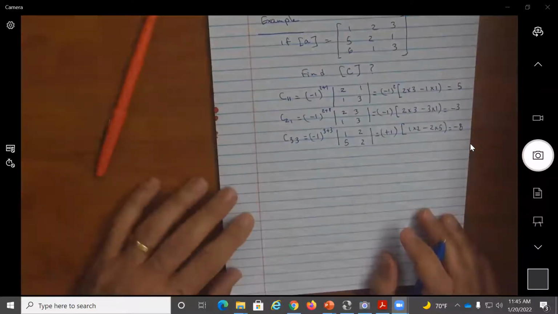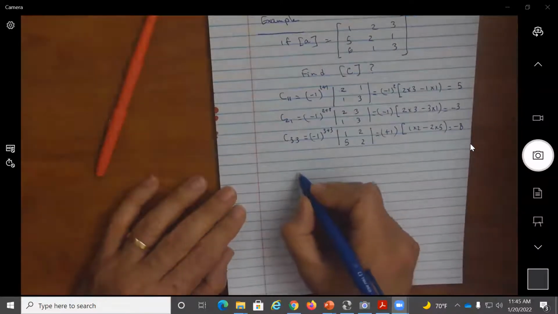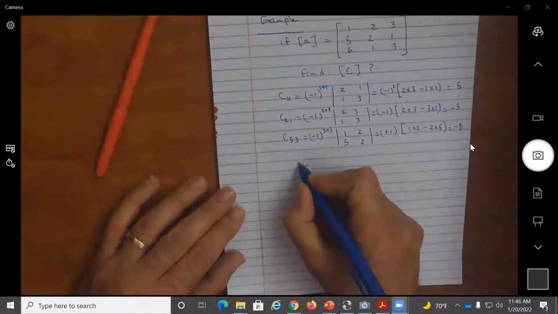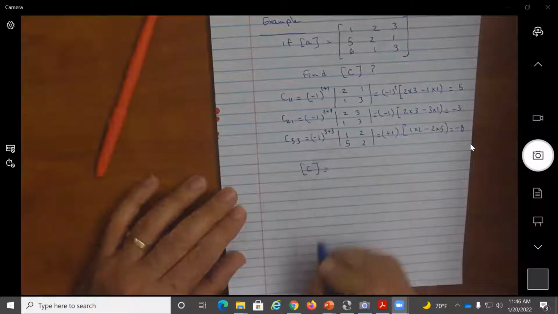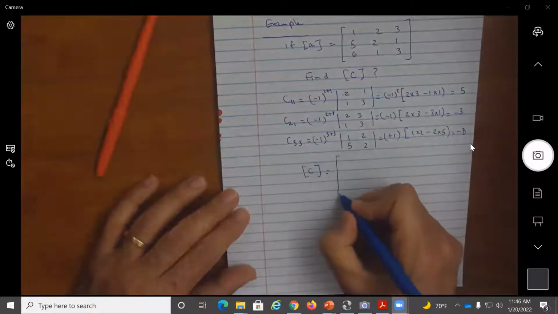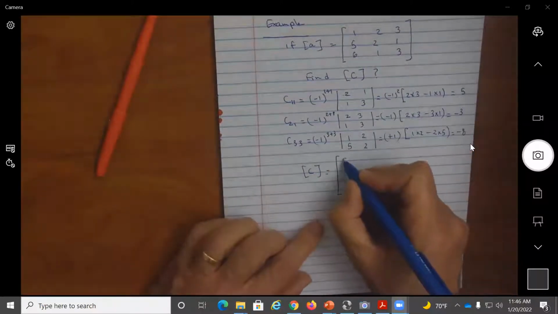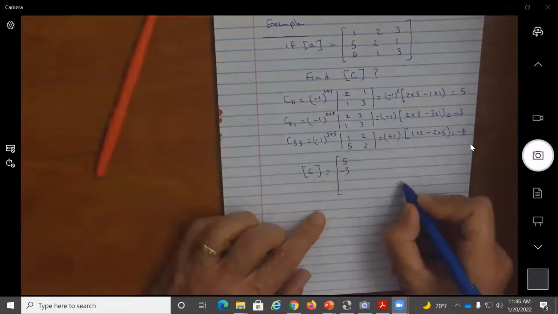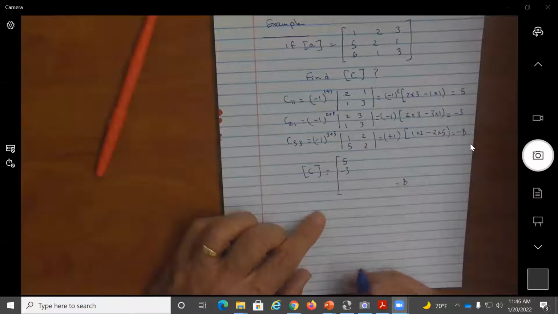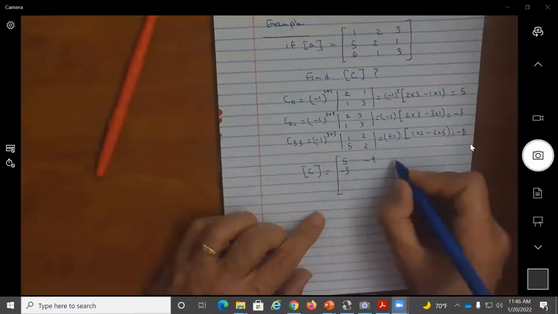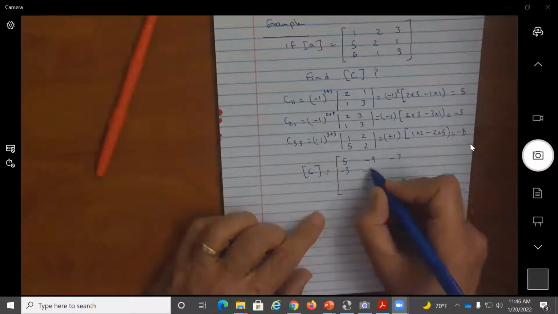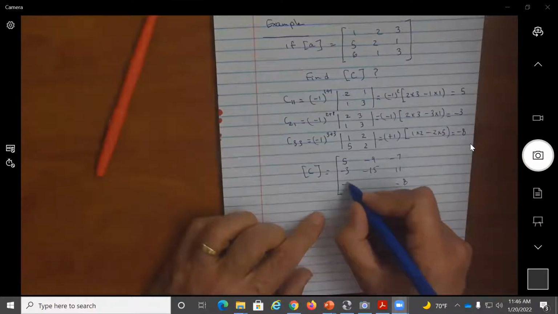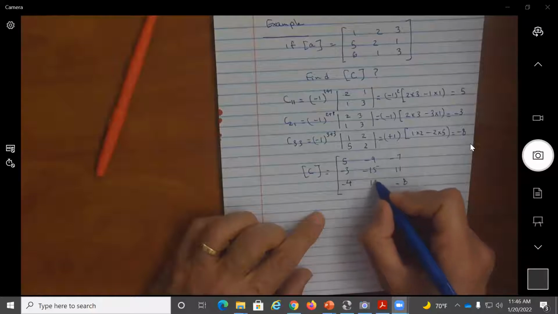And so on. When I continue, I can assemble a cofactor matrix C, and this will look like this. The ones we've calculated, I have here 5, here a minus 3, here a minus 8. And if you continue to do that, I'll get a minus 9, a minus 7, a minus 15, an 11, a minus 4, and a 14.